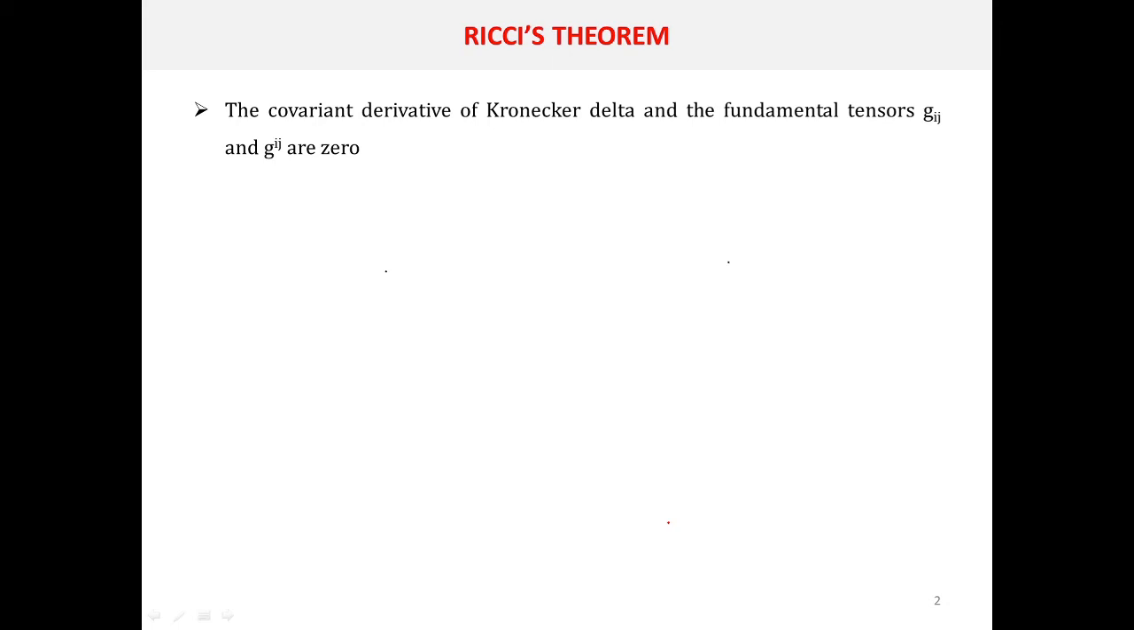Next is Ricci's theorem. According to Ricci's theorem, the covariant derivative of the canonical delta and the fundamental tensors g_ij and g^ij is 0. So, if we take the covariant derivative of this canonical delta with respect to some k, it will be 0. Similarly, for the metric tensor g_ij, its covariant derivative will be 0. And if you consider the covariant derivative of the conjugate tensor g^ij, its derivative will be 0. Using Ricci's theorem, we can arrive at some useful results.